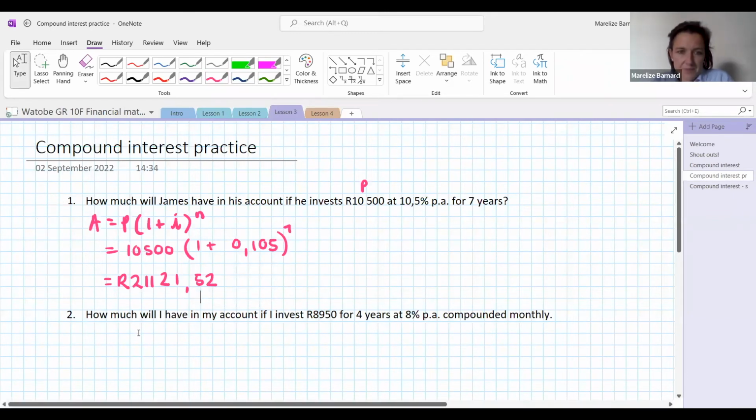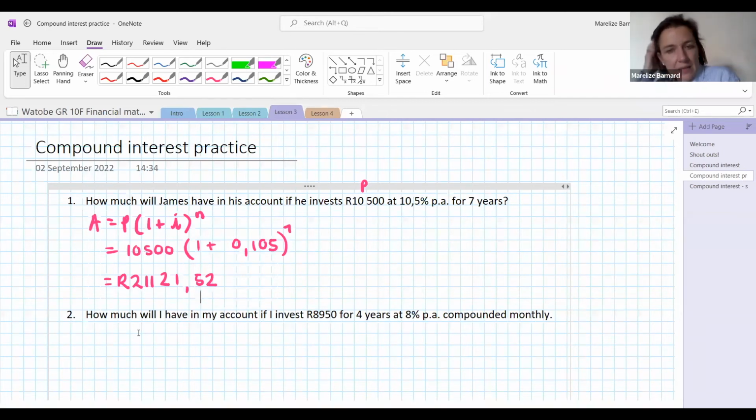On to the next one. So, how much will I have in my account if I invest 8,950 for 4 years at 8% per annum compounded monthly? We don't divide by 6 or 2 here? No, we don't. You don't see the word semi-annually. You don't see the word monthly. But in the next one, we are compounding monthly. So now we need to think about dividing and multiplying.